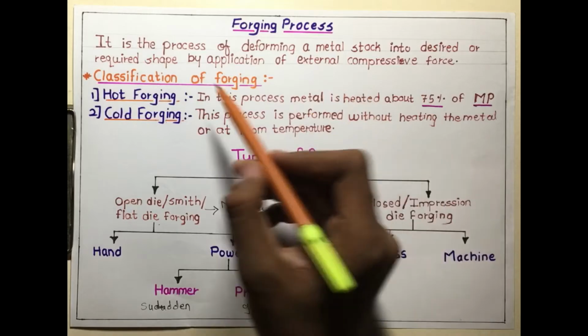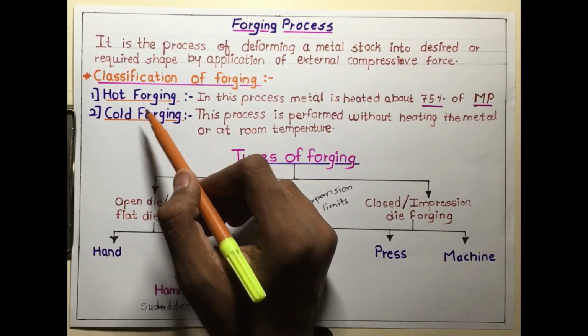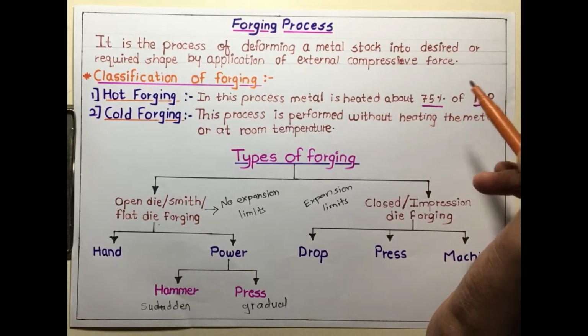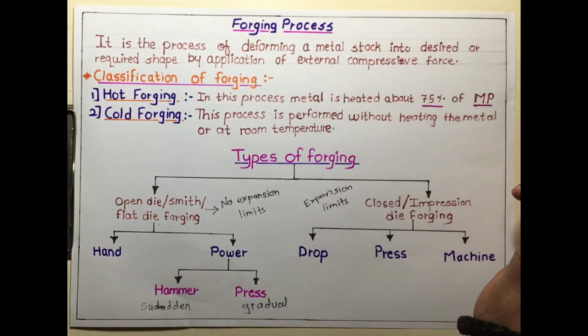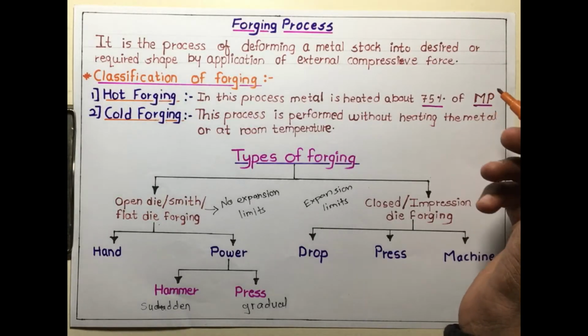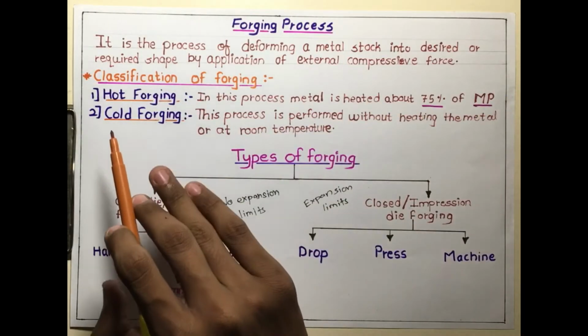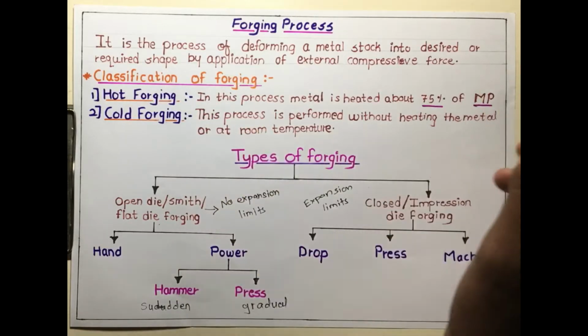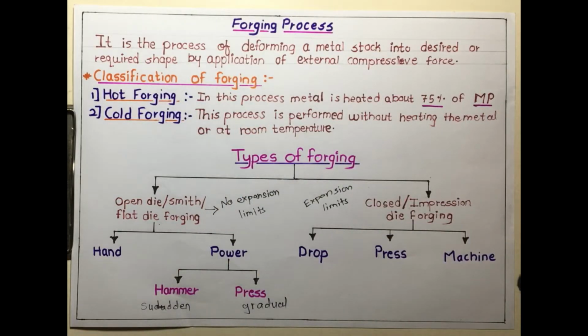The forging is classified in two types. First is the hot forging. In this hot forging, the metal is heated up to 75% of its melting temperature or melting point, and then the compressive forces are applied on it to deform it. And second type is the cold forging. In this cold forging process, the metal is not heated, or the forging operations are performed on the metal without heating it, and this cold forging is done at room temperature.